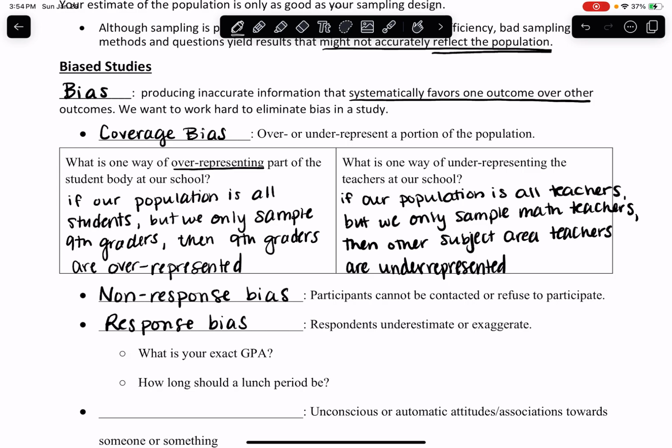So asking kids, what's your exact GPA? Or how long should a lunch period be? Students, if you're asking them how long a lunch period should be, might say a whole hour because they want more time with their friends. If you ask somebody what their exact GPA is, they're more likely to round up because they're trying to exaggerate.